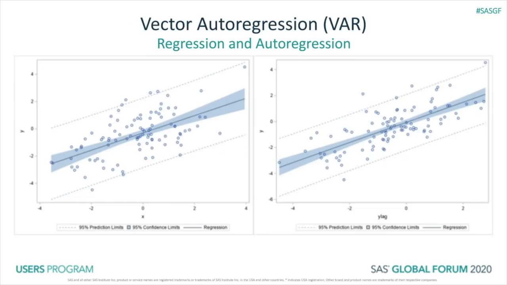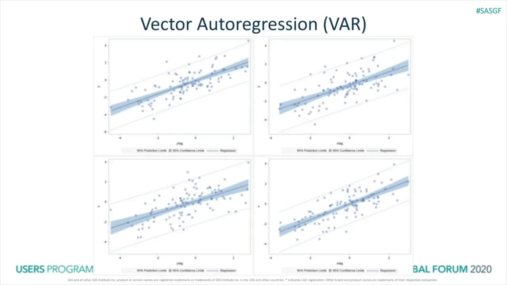Let's start with the vector autoregression. When you know some variable y depends on x, you do the regression, as shown in the left plot. And when you know that y depends on its own past, then you use the autoregression, as shown in the right side plot. But what happens if y depends on its own past and the other time series' past, or the other time series x depends on its own past and y's past? Then you go into the world of vector autoregression.